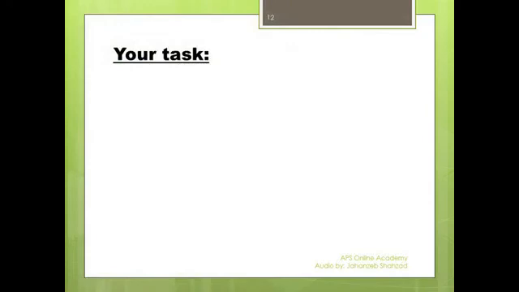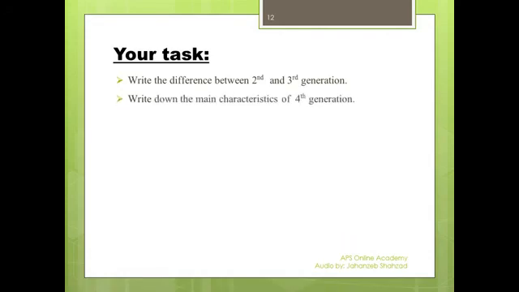What you have to do, your task after watching this video, is to differentiate between second and third generation. What were the major technological differences between second and third generation and some other characteristics. The next one is you have to write down the main characteristics of fourth generation of computer. Do not write characteristics like the size was small and they consume less or more power. You have to write down the major characteristics, major changes that were used in the fourth generation of computers.